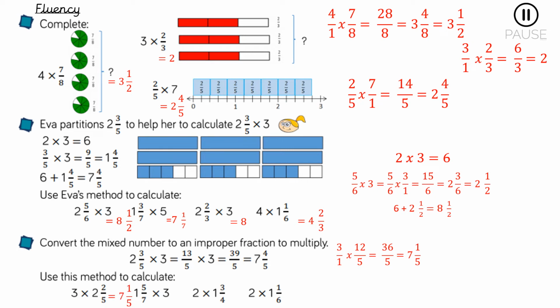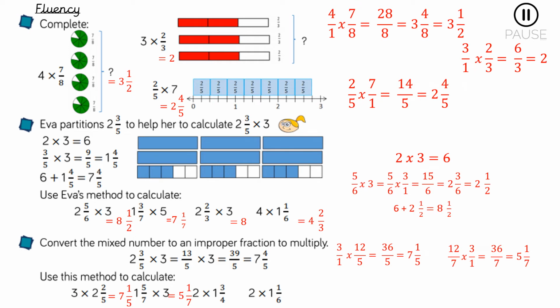The next one then is going to be 1 5/7, as an improper fraction is 12/7, times that by 3 over 1 becomes 36 over 7, and then convert that to a mixed number is 5 1/7.